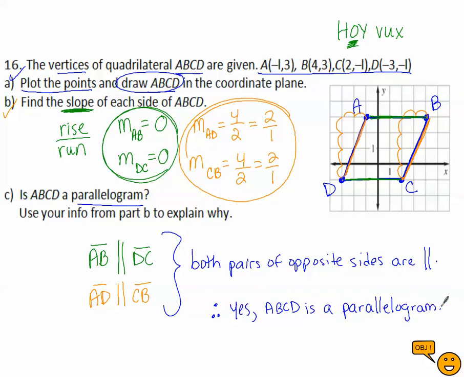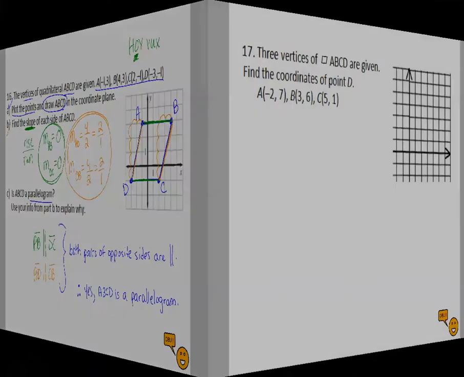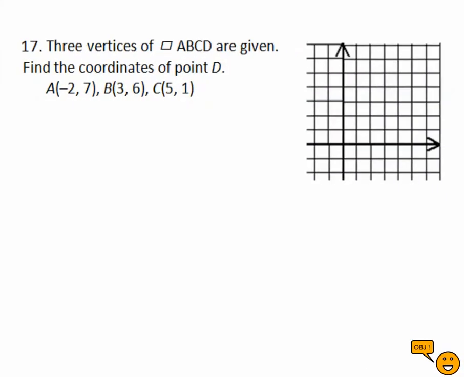Let's try a similar example, but this time we are looking to find the fourth coordinate. Three vertices of parallelogram ABCD, that tells us it's a parallelogram, are given. Find the coordinates of point D. So we're going to plot the first 3 points. A is -2, 1. B is 3, 6. C is 5, 1. And D, I don't know where it is.